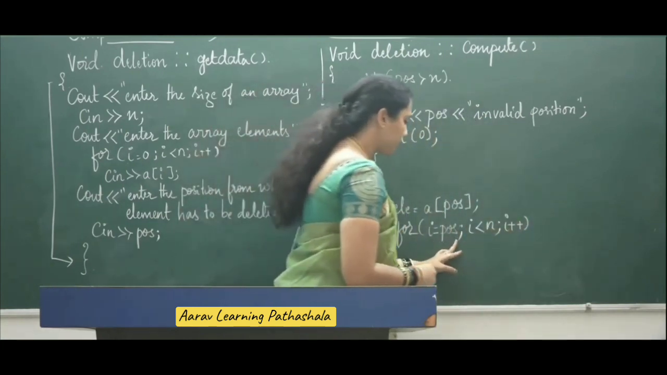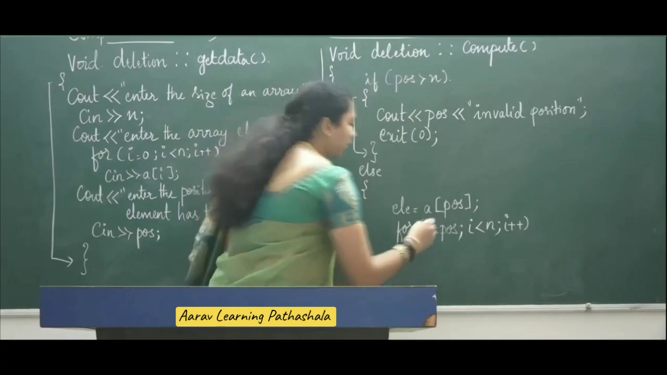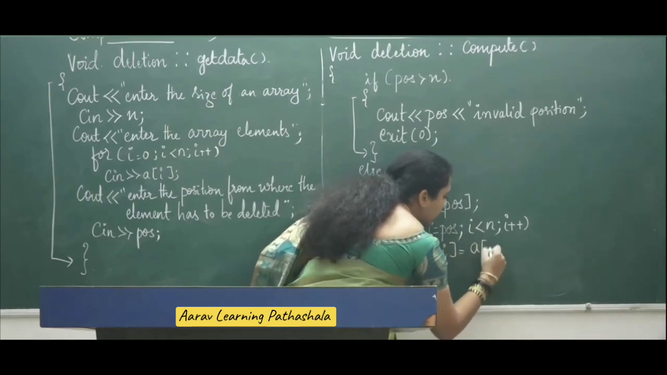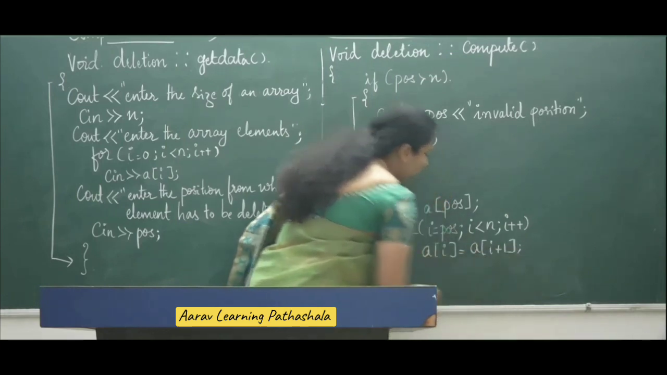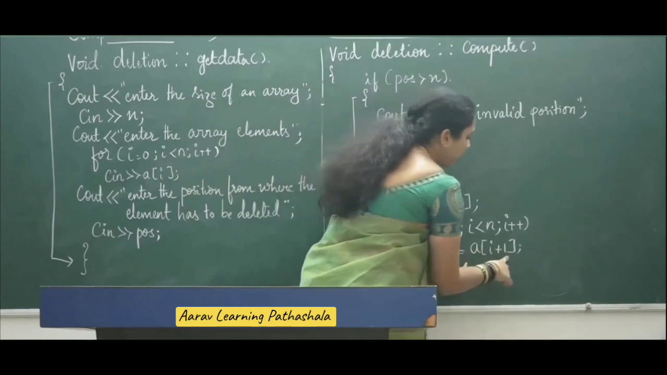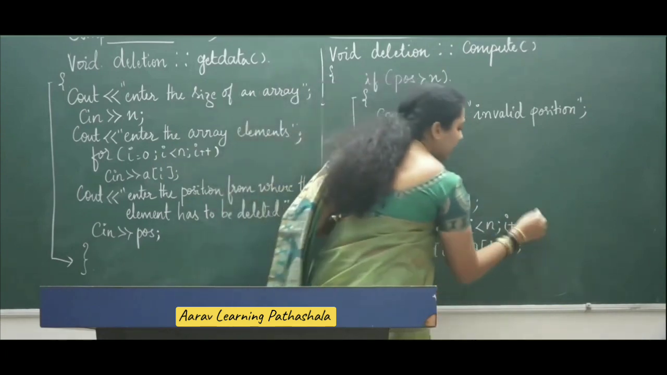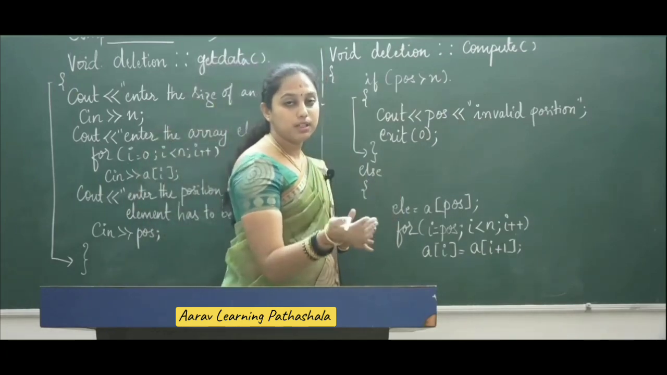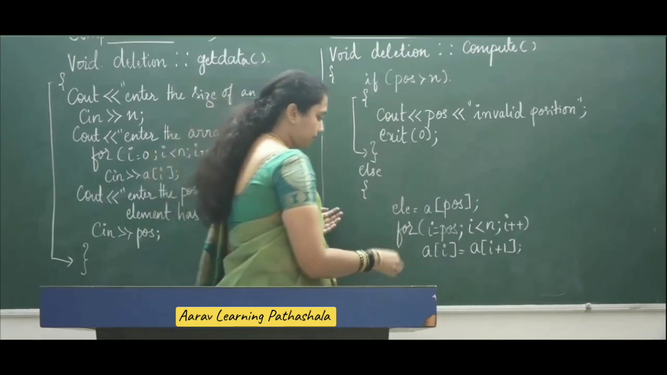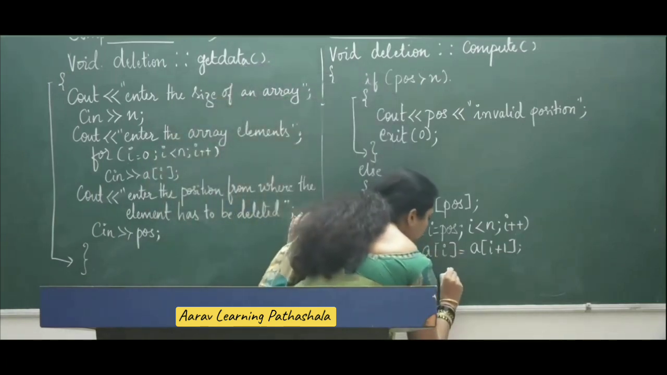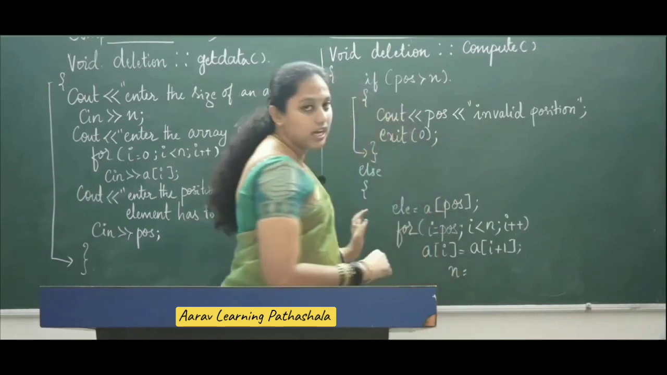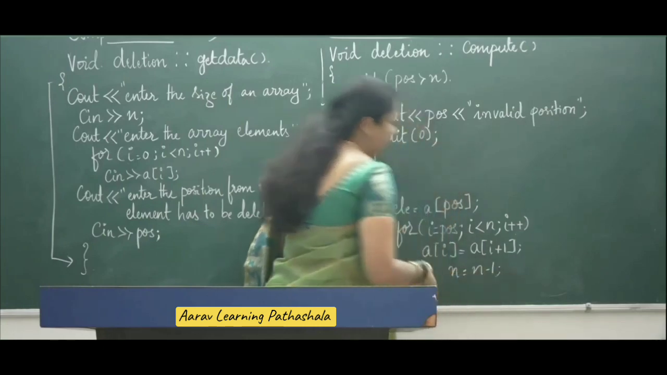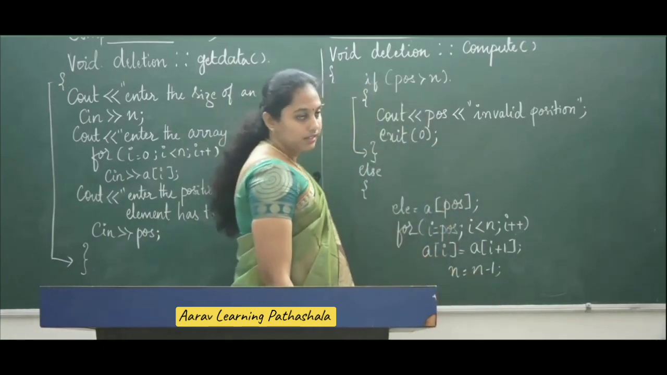For I is equal to position, I less than n, what we can do, we can shift the higher order positions to its lower order position. So that's why A of I is equal to A of I plus 1. Then I gets incremented. We are going to the next higher position to shift that element to its lower order position. So after shifting all the elements, the size of an array is decreased. That is n is equal to n minus 1.